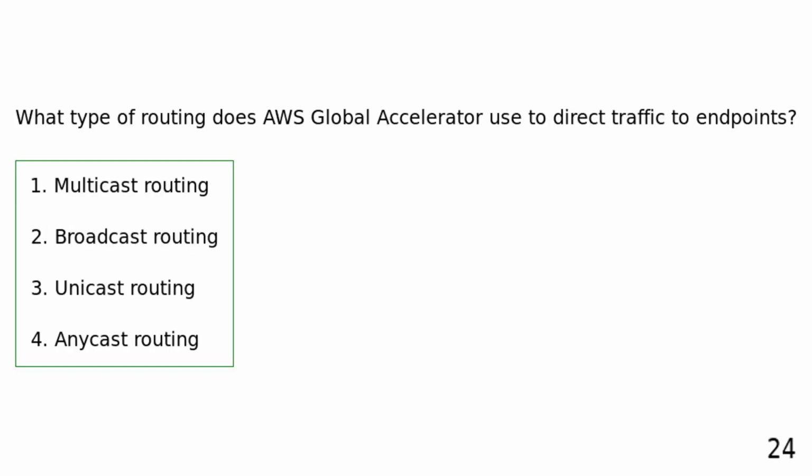What type of routing does AWS Global Accelerator use to direct traffic to endpoints? Multicast routing. Broadcast routing. Unicast routing. Anycast routing.